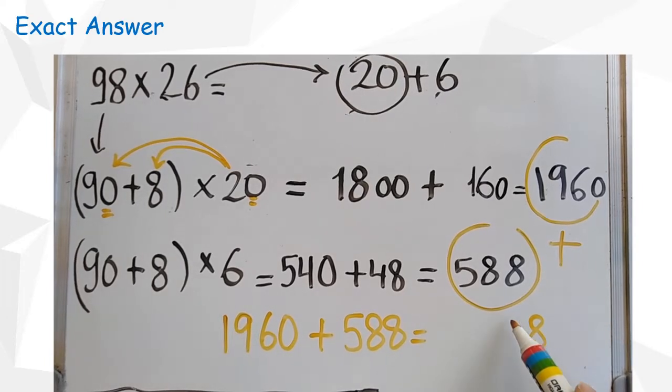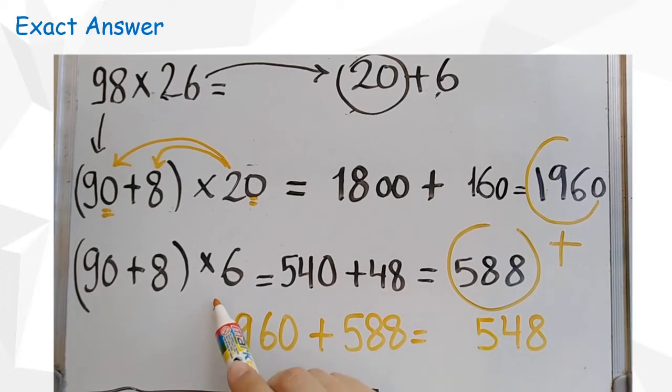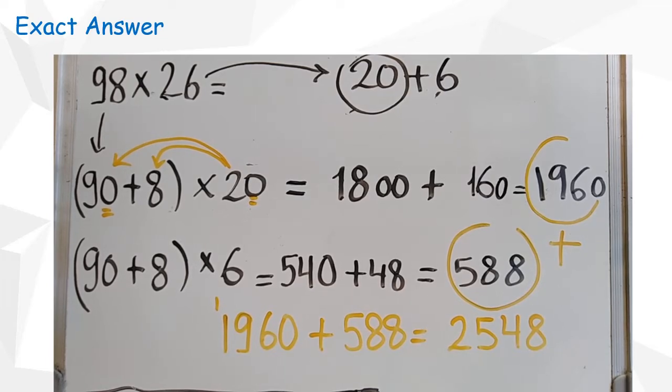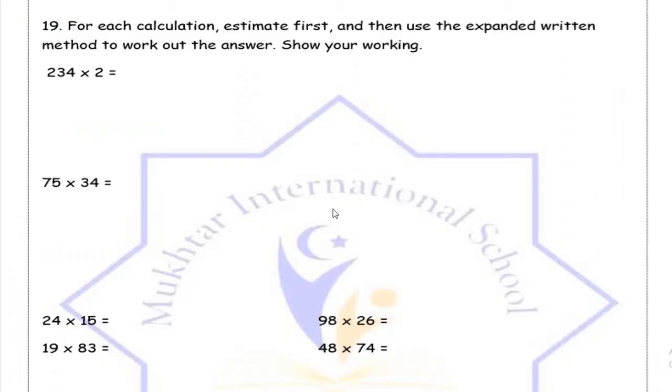8 plus 0, that's 8. 8 plus 6, that's 14. Write 4 and carry 1. 5 plus 10 with the one I carried, that's 15. Write 5 and carry 1. And 1 plus 1 is equal to 2. So 98 multiplied by 26, the answer is 2,548. Now we're done with some questions of number 19.